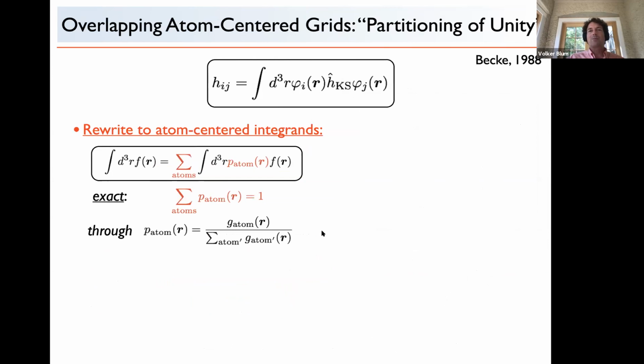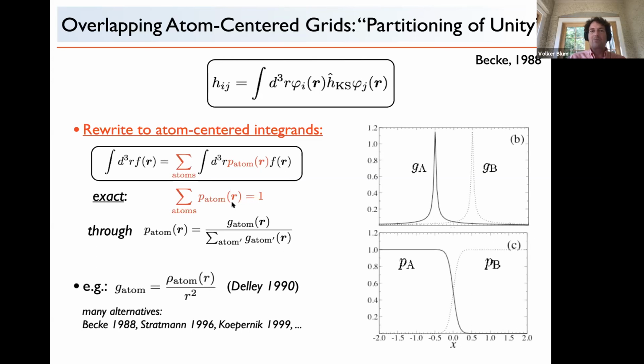The integration weights that I mentioned before have to be put in. And so there's a trick called partitioning of unity, which rewrites everything to atom-centered integrands. This is in principle an exact rewrite. So you create a localized partition for each atom. And at any given point, if you sum over all atoms, these partitions add up to 1. You can define these by so-called weight functions. These weight functions are these peak functions here. You normalize these weight functions over all atoms.